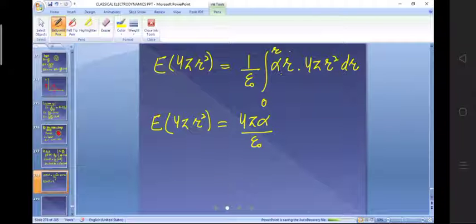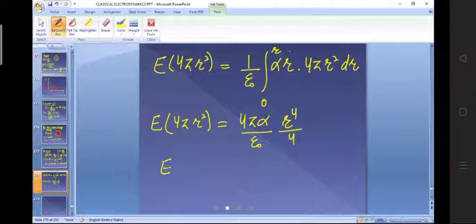Fine. Then the integration of r into r square is r cube. So the integration of r cubed is r to the power 4 by 4. The lower limit will vanish, the upper limit will be r. So simply it's r to the power 4 divided by 4. Fine. This 4 pi will cancel with 4 pi, r square will cancel with r square.